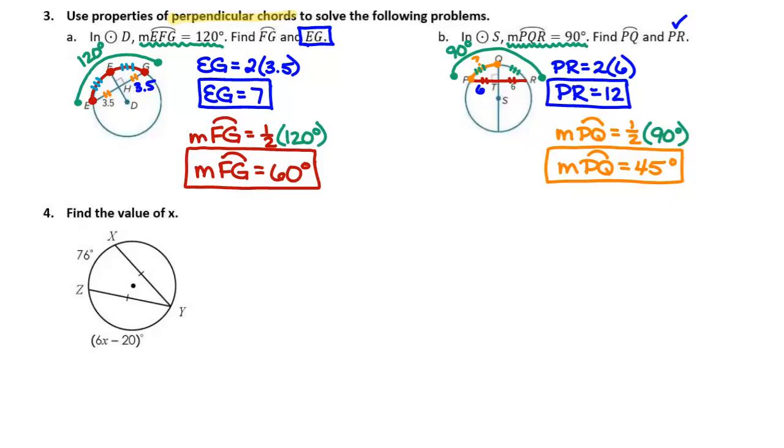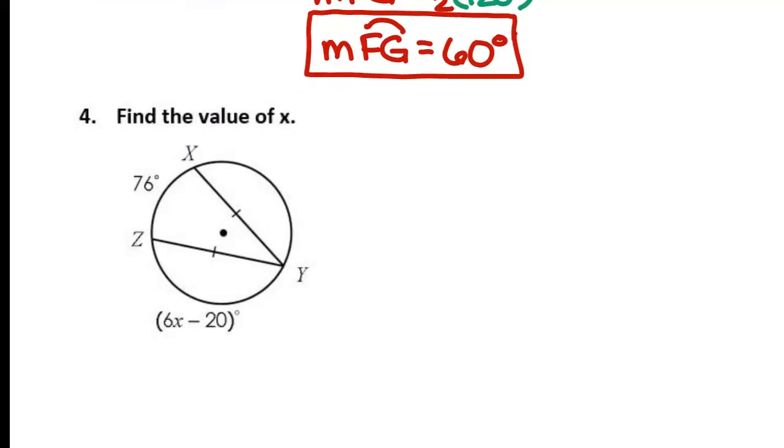Nope, I'm writing down the work now so that we know where these numbers are coming from. But no, if you can look at that and you can say, well, it tells me that TR is 6, so I know PR is 12, I'm fine if you just write down PR equals 12. Perfectly fine. All right, let's look at number 4.